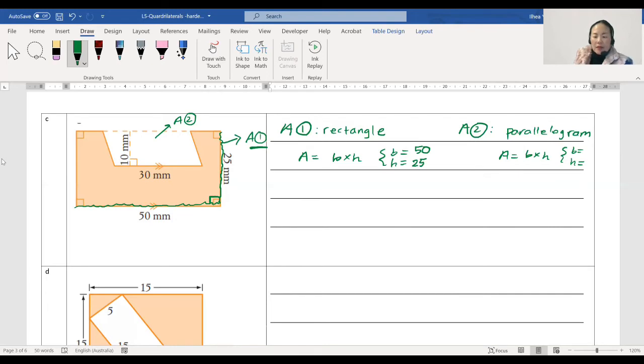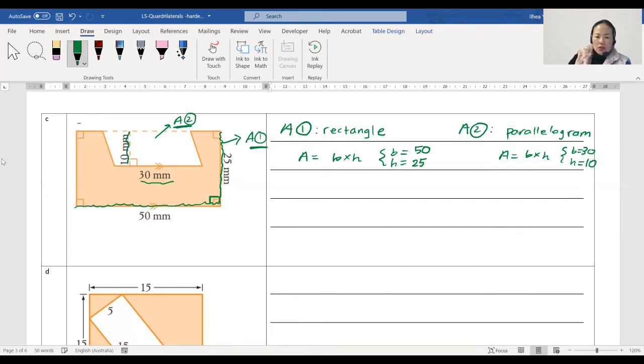Now, with a parallelogram, it does matter which is the base and height. In here, for area 2, the only measurement outside of the shape is 30. So that must be my base. And the one inside is a 10, which is perpendicular to the 30. That must be my height.